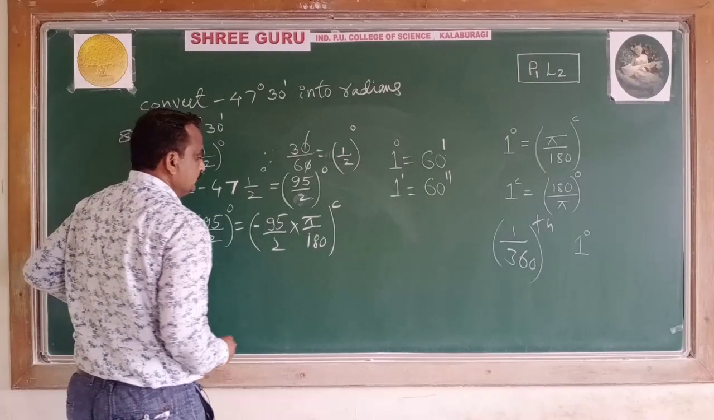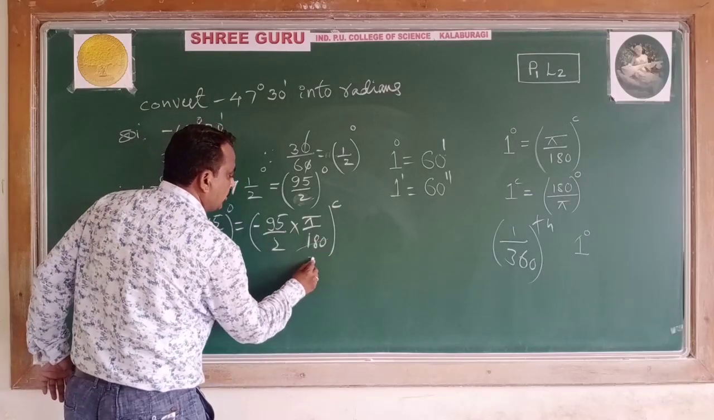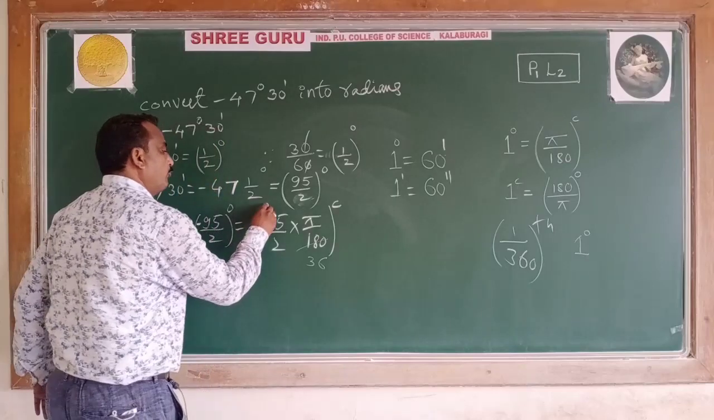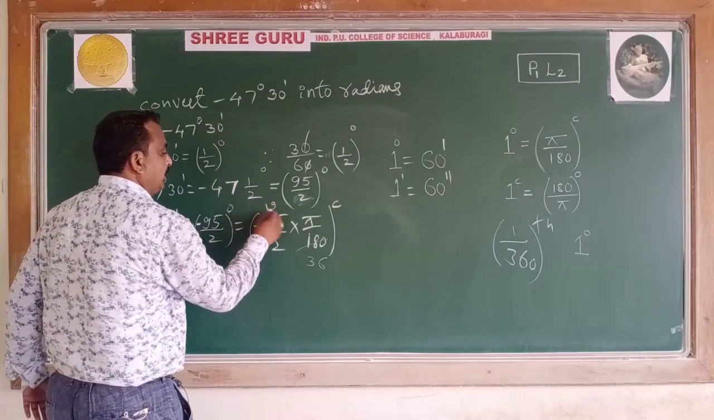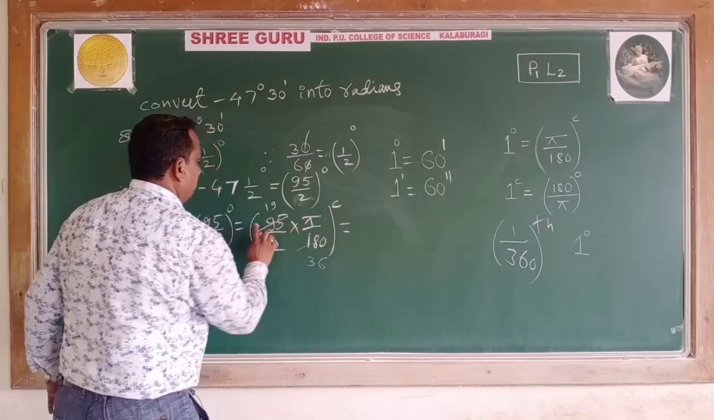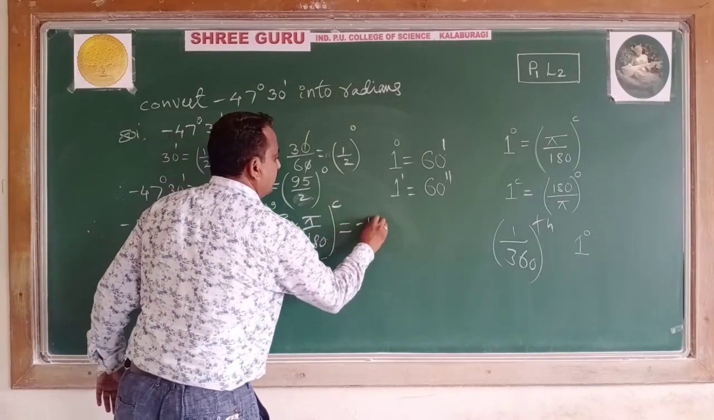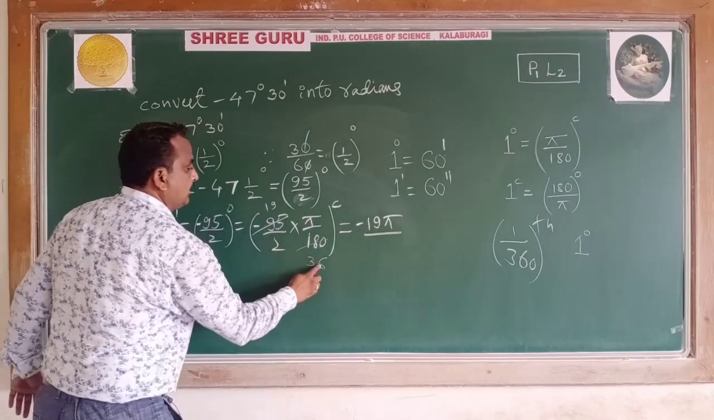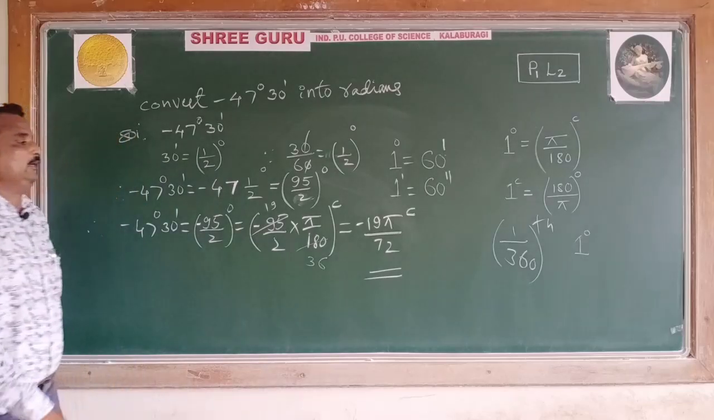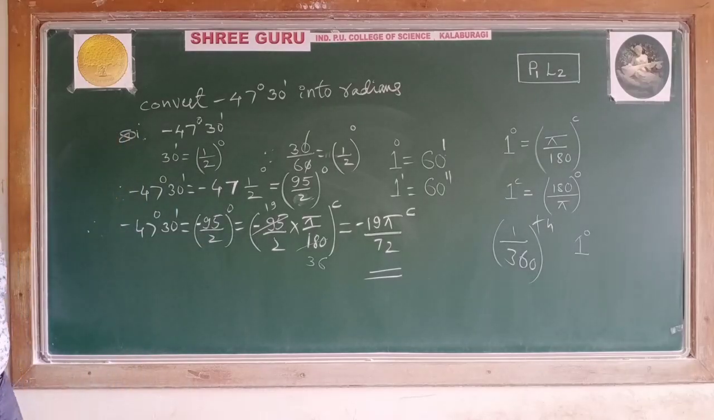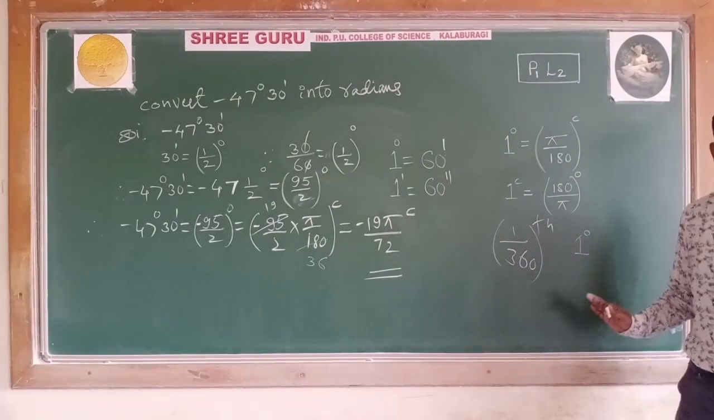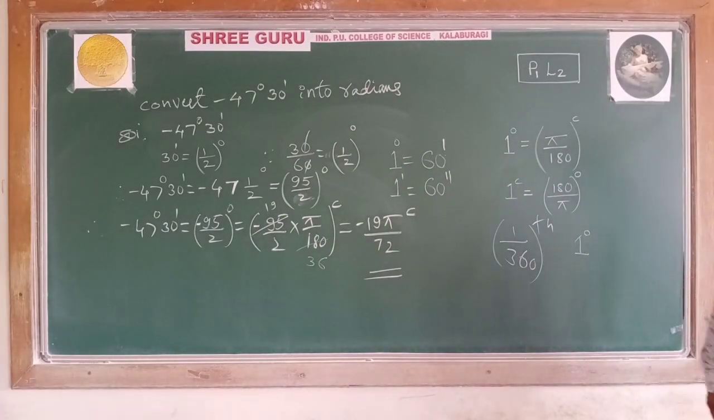Simplifying here: 5 3s are 15, 3 remains, 36. 5 1s are 5. 5 9s are 45. Is there any possibility? No possibility. So how much is it? Minus 19 pi by 72 radians. This is your answer: minus 19 pi by 72 radians. So this is the conversion of degree to radian, students.